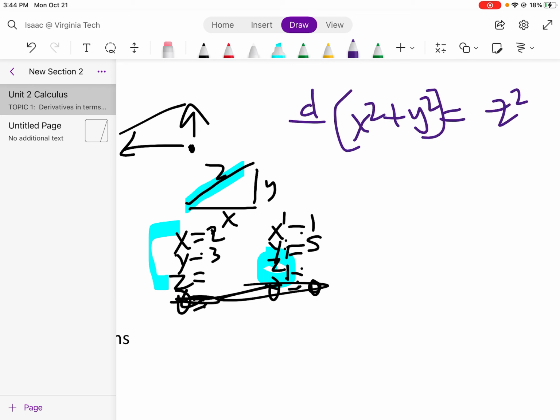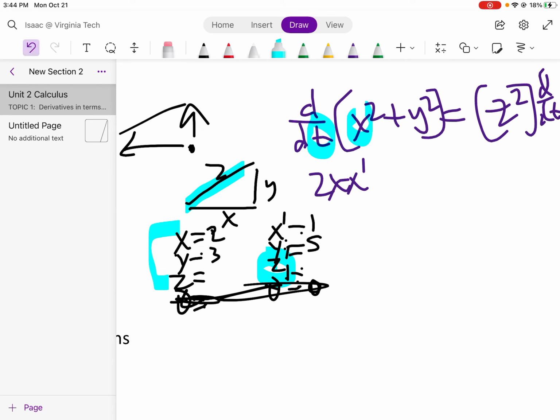d/dt on both sides. And this turns out to be 2x x prime. How come? Because x and t are different variables, so we always have to have an x prime beside it. Next, 2y y prime. y and t aren't the same, so we need a y prime. And then 2z z prime. It's really good to put a dash through your z's so you don't get confused with 2.